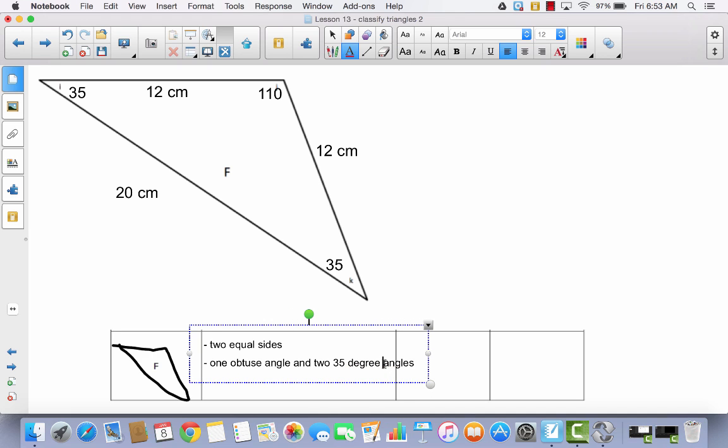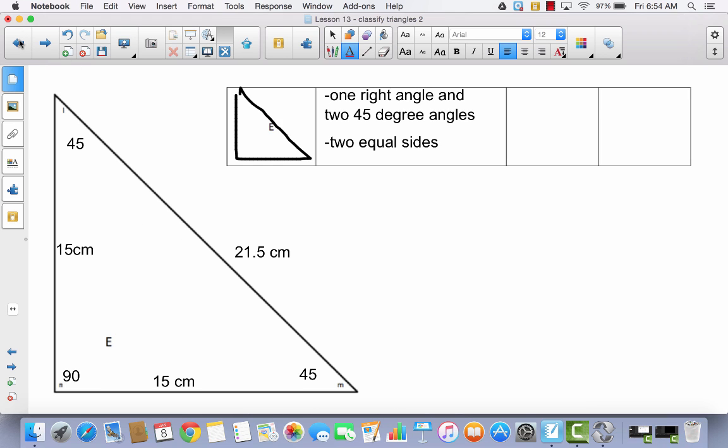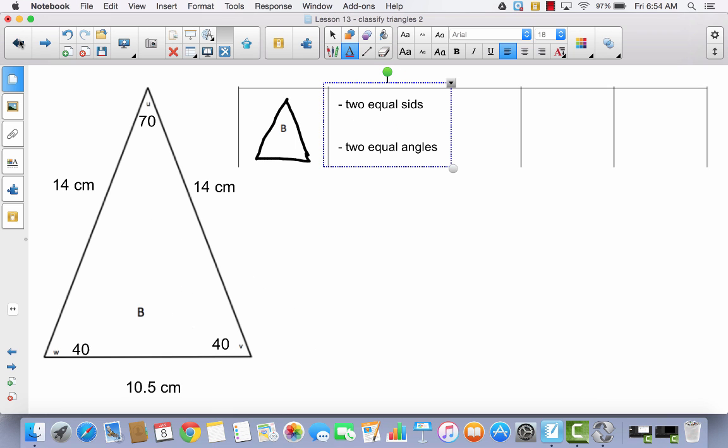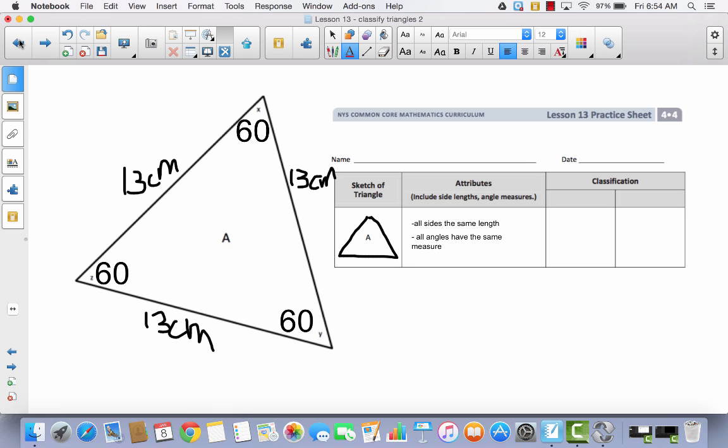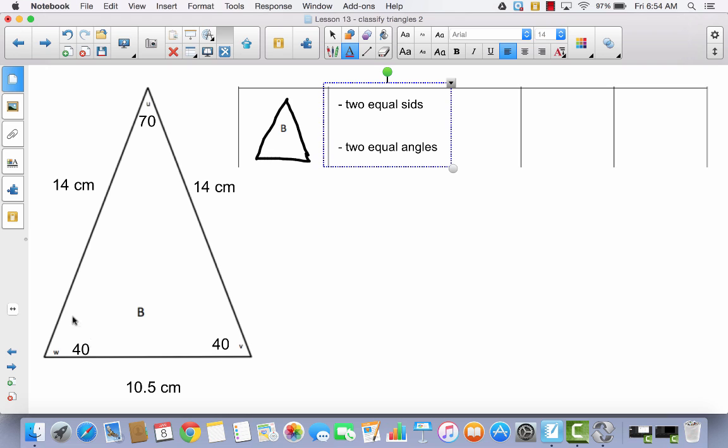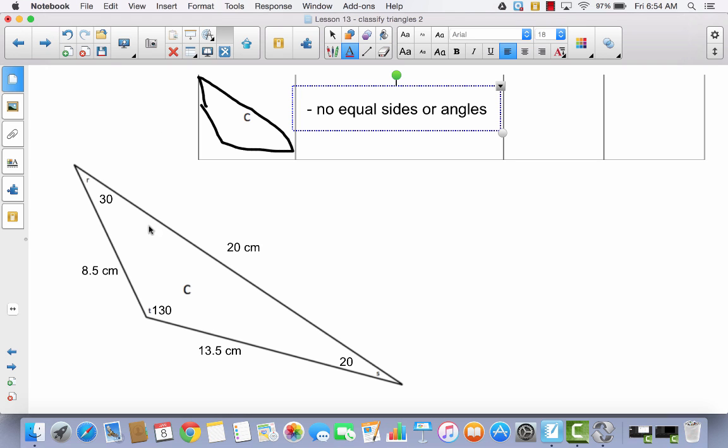Okay. All right, now we are ready to take a look at all of our triangles and see if we can't classify these triangles. So just take a look at all of your triangles for just a minute and think to yourself, okay, what do some of these triangles have in common? Okay, this one has all equal sides and all equal angles. And this one has two equal angles and one equal side. And this one has an obtuse angle.